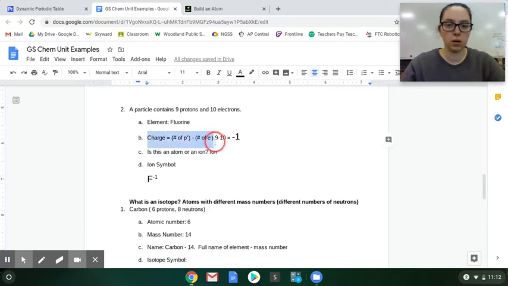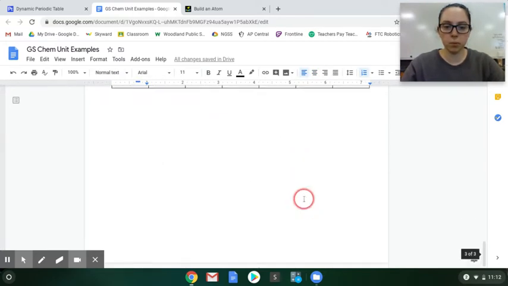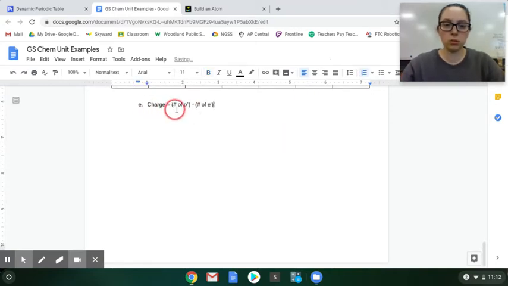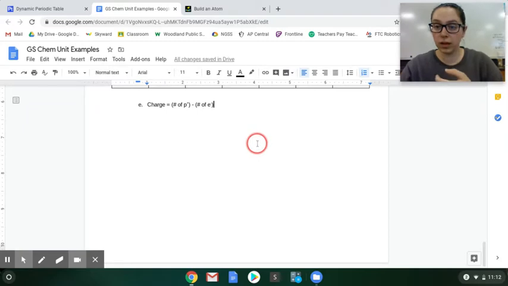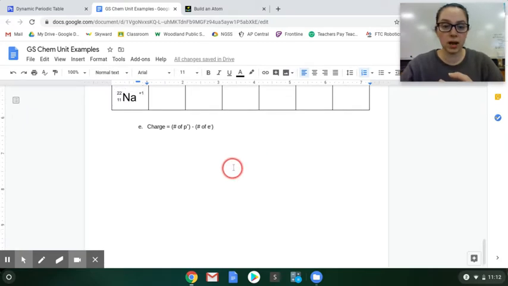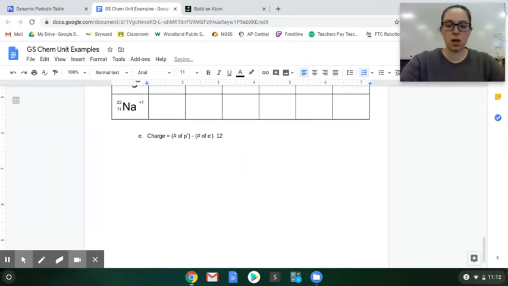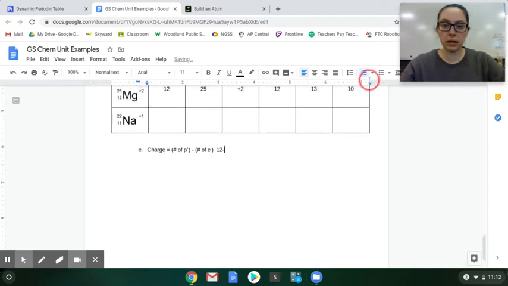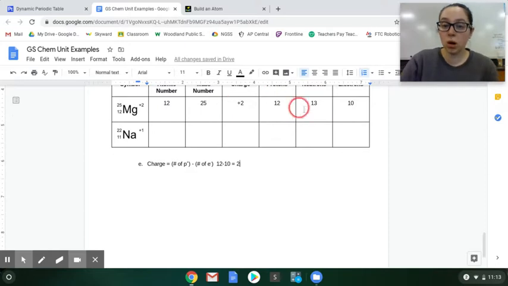Copy. I'm going to put it down here. Paste. So my charge is equal to my number of protons minus my number of electrons. We're going to test that out. If I have 12 protons and 10 electrons, I'm double checking my work up here. That means 12 minus 10 is equal to 2. That's a +2, and that is my charge. So we know that we figured out our number of electrons correctly.